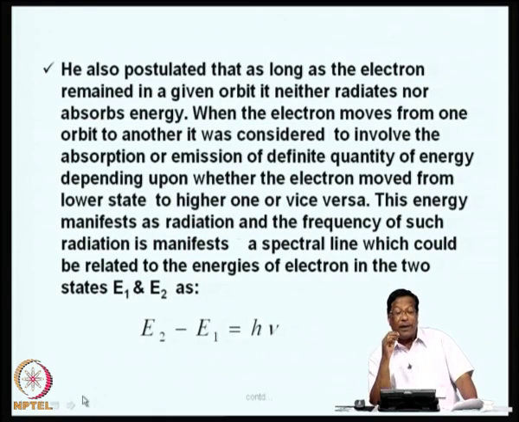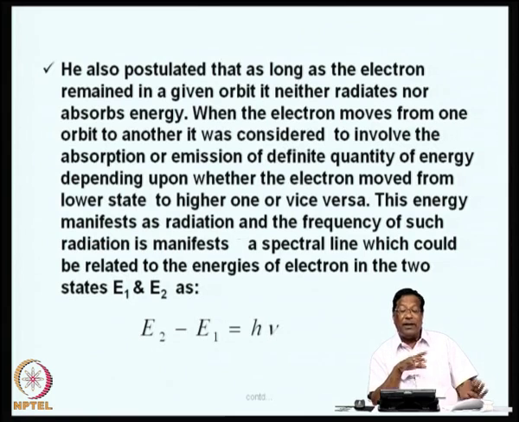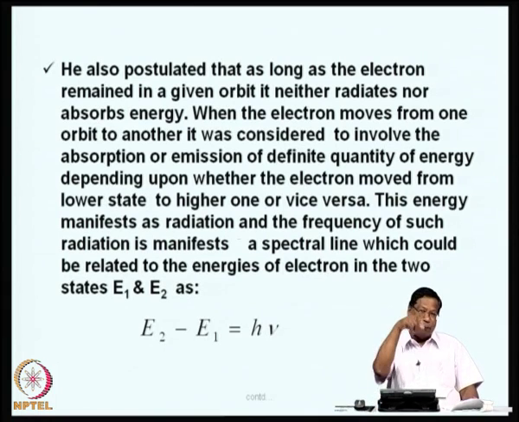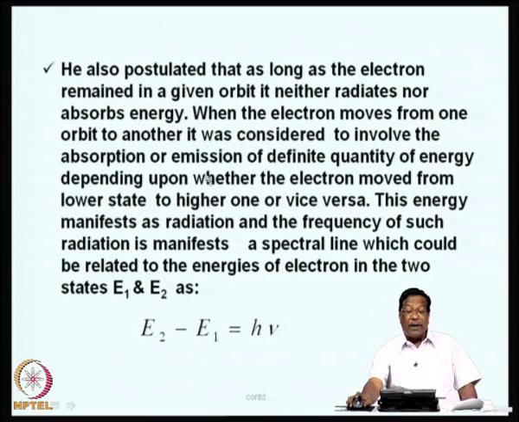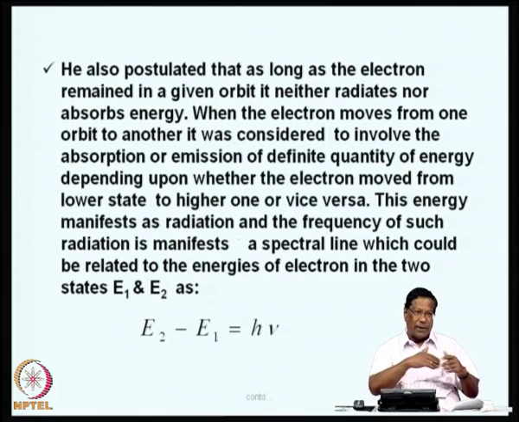He also postulated that as long as the electron remained in a given orbit, it neither radiates energy nor absorbs energy. So, it is stable. But it will absorb or emit radiation when it falls down to a lower stationary orbit, and then it has to be different. The energy corresponding to the change of the electron from one level to another is fixed.